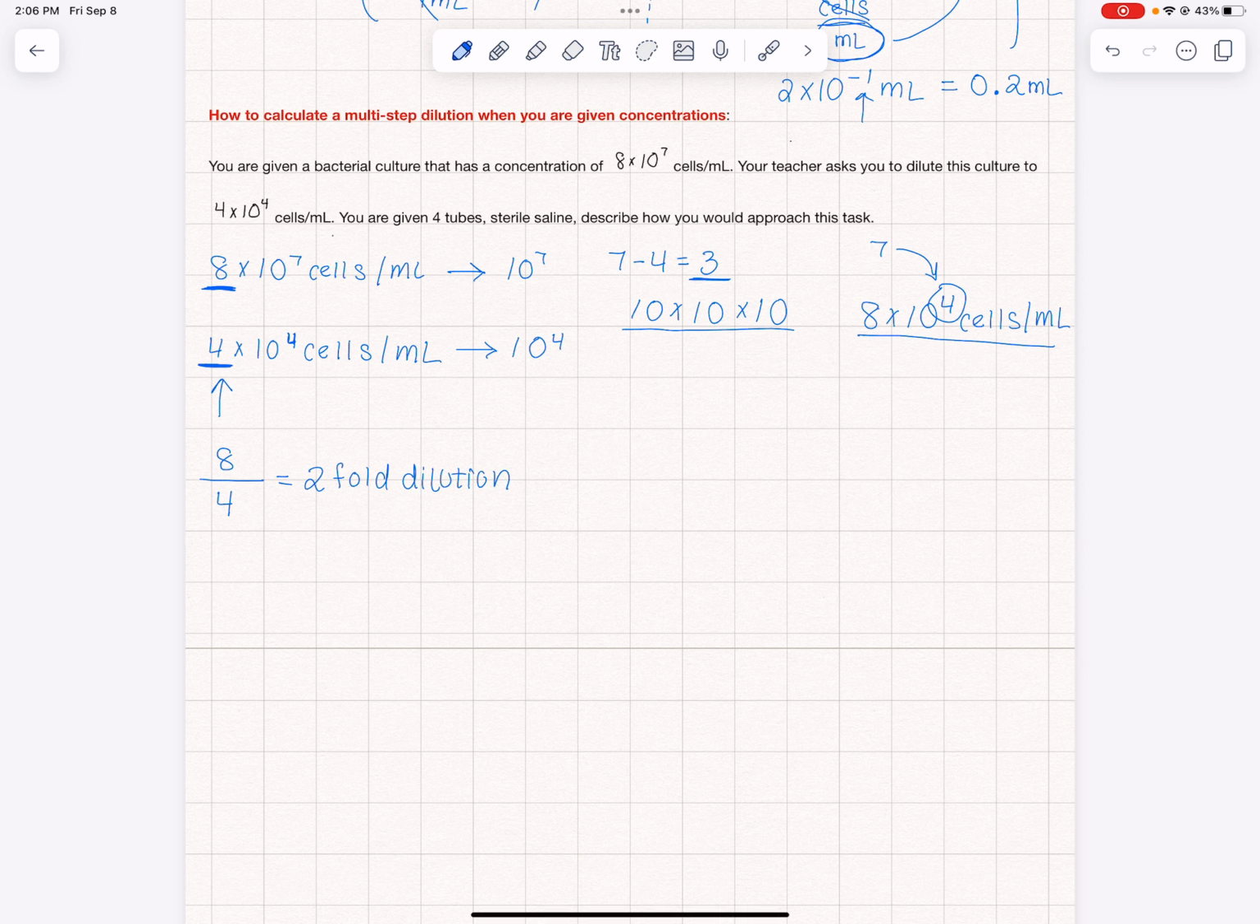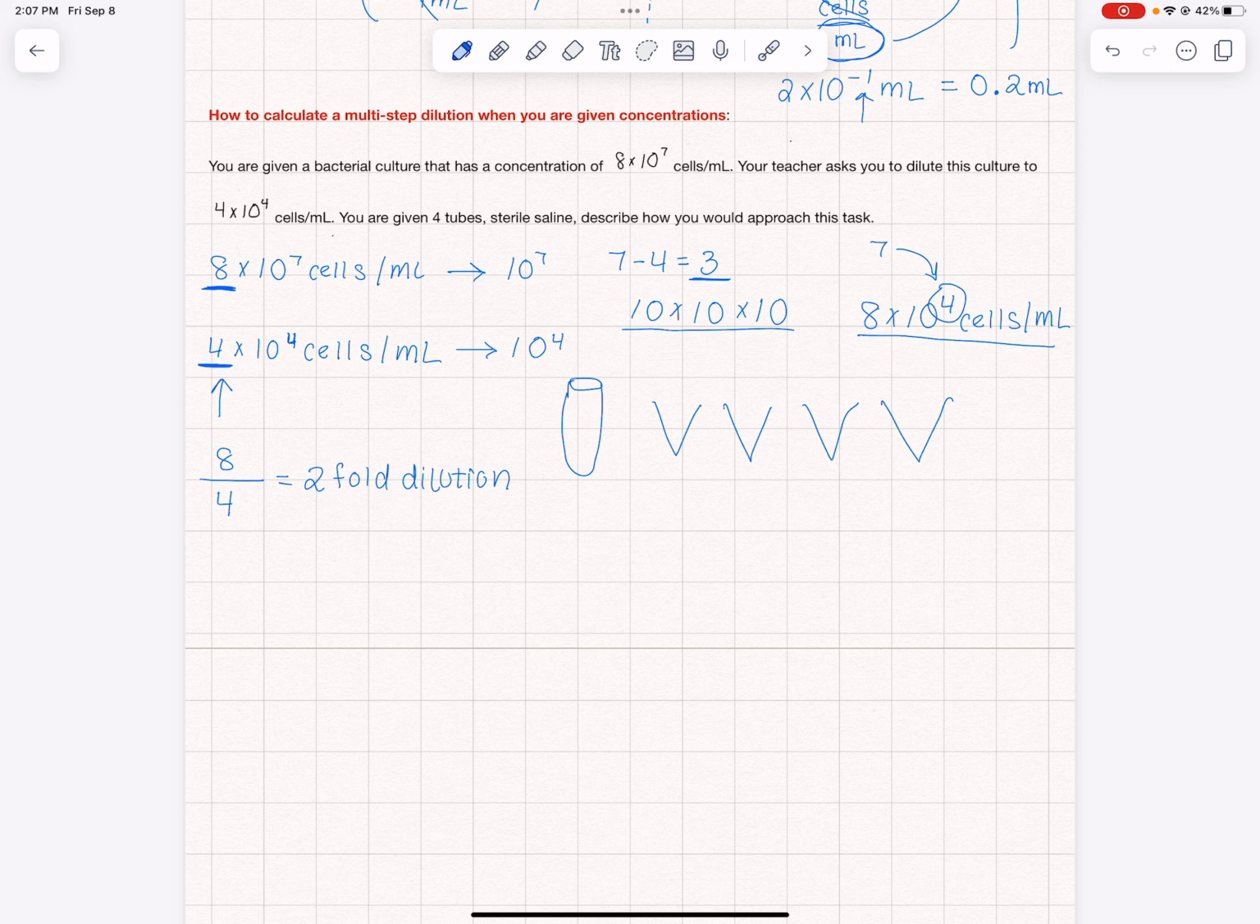So the question is asking us to describe how we would approach our task. And so right now, we've figured out that we'll do a series of 3 10-fold dilutions, followed by a 2-fold dilution. We need to figure out what this math will be and what we are actually going to put into our tubes. So what I would recommend is drawing out our culture tubes, because I'm a very visual person, and so this would be very helpful.